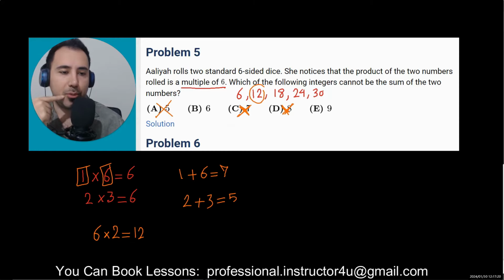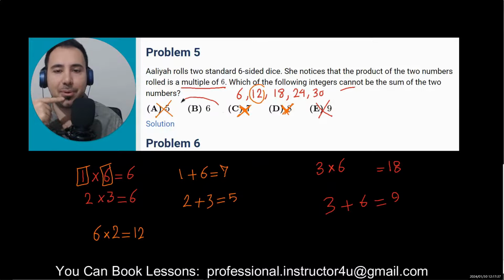So which two numbers could we multiply to get 18? Okay, so 3 times 6 is another one. So 3 plus 6 is actually 9. So 9 can be, okay? So 9 is out. The only number that cannot be is 6. So we just select this. So if you understand the question, I think there is nothing difficult about it.